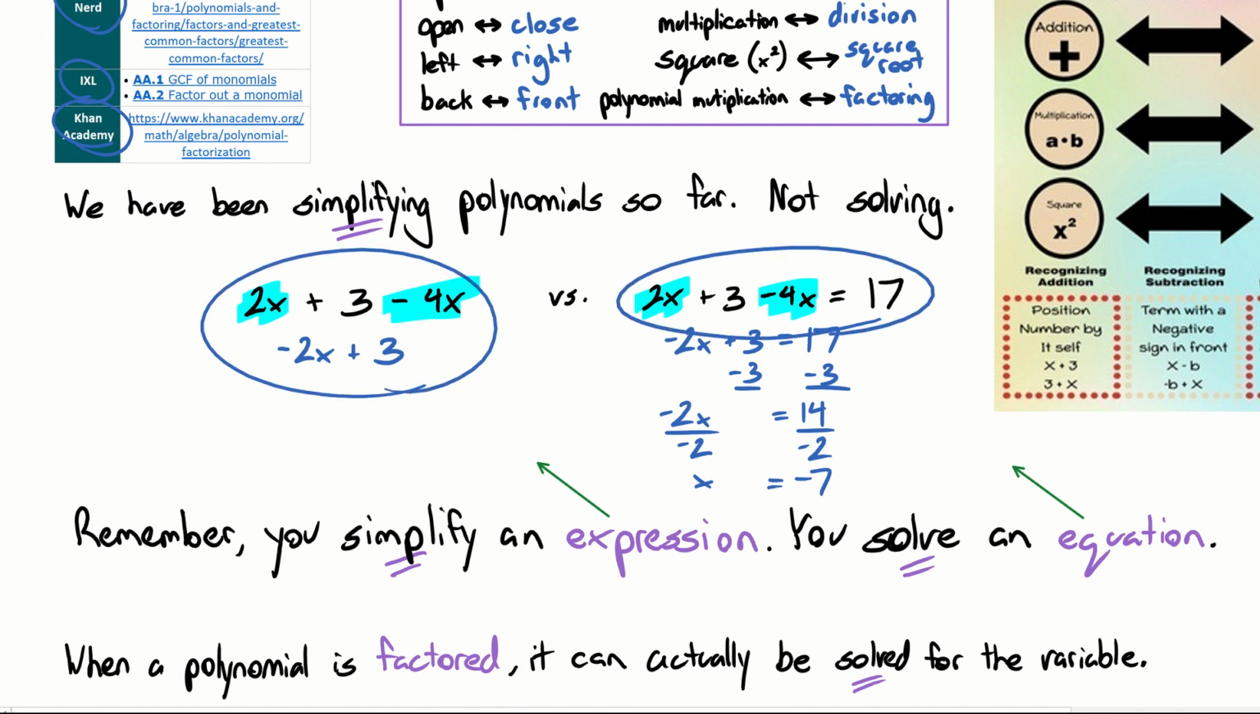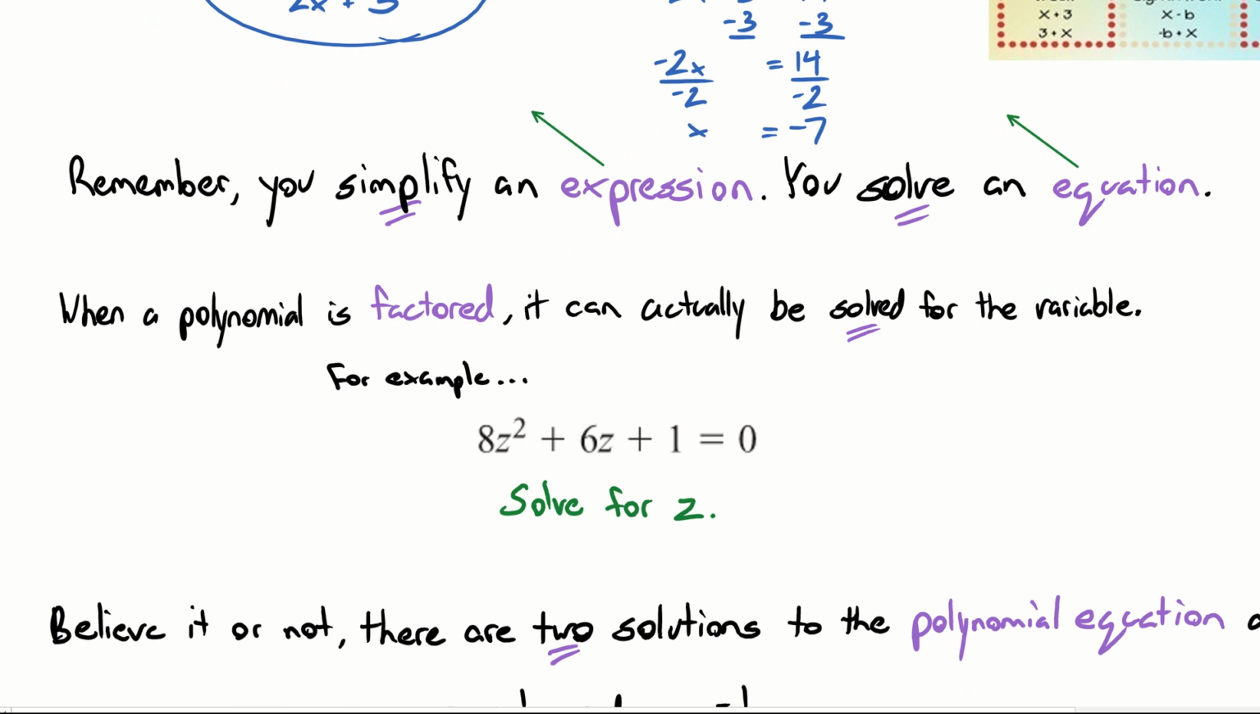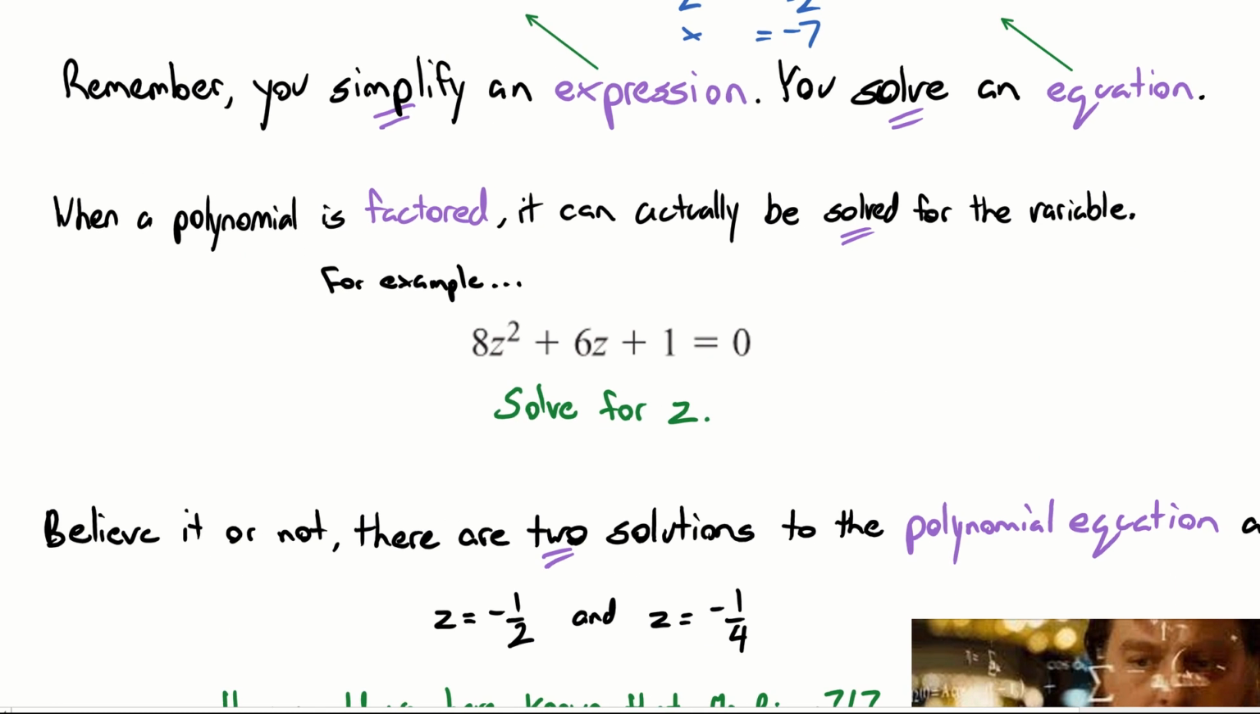You simplify an expression. You solve an equation. Okay, so why are we talking about this? Because when a polynomial is factored, it can actually be solved for that variable. In order to solve polynomials, we have to first factor them. So we're going to be spending a few days learning how to factor, and then we will simply use that knowledge to take it just a little step further in order to solve the polynomial for the variable.